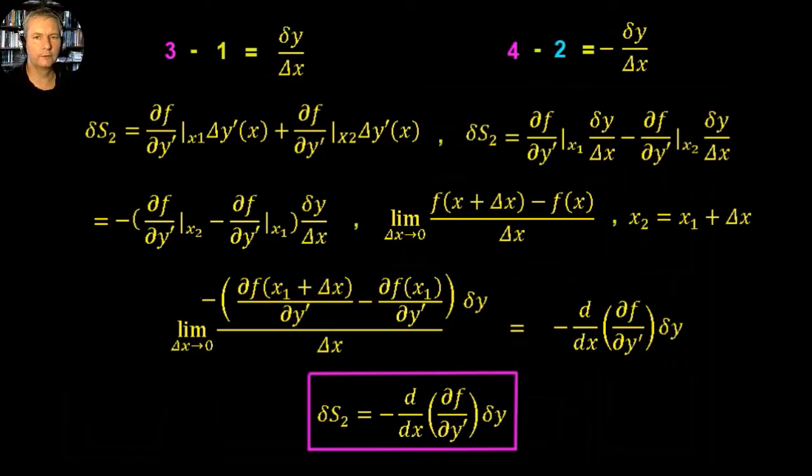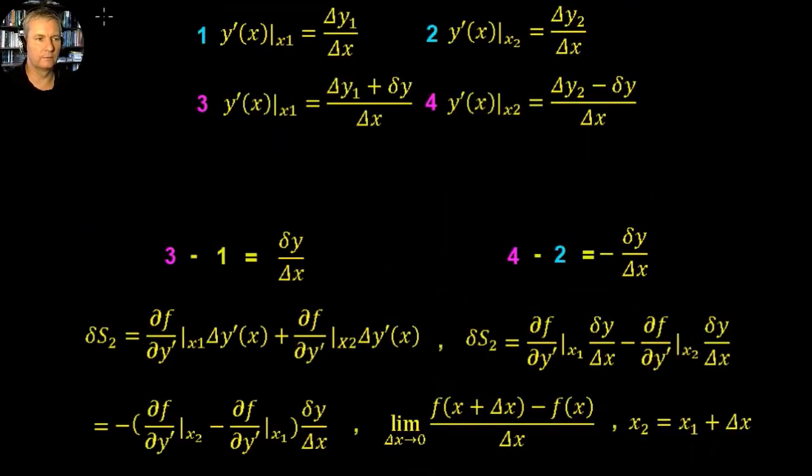So we're looking at the change in the gradients. By the change in gradients, we're looking at the difference in the gradients. So we're going to take gradient 1 away from 3 and 2 away from 4. When we do that, it's going to give us our delta y upon delta x and minus delta y upon delta x. So we can see that from above here.